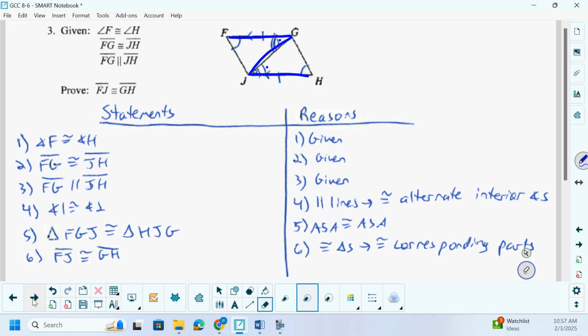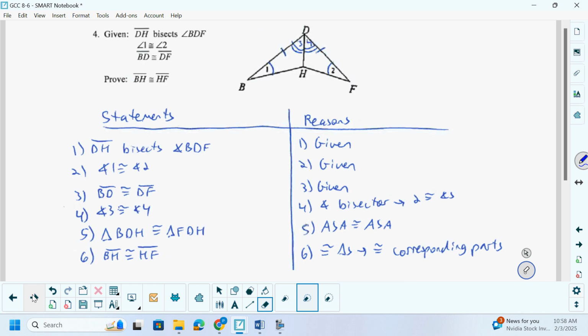So the angles of my zigzag I labeled 1 and 2. So we have parallel lines implies congruent alternate interior angles. That now gives us a side between 2 angles, so that's ASA. When naming your triangles, the F and the H have to be in the same spot, and then the G and the J, and then J and G. And then finish off with congruent triangles implies congruent corresponding parts.